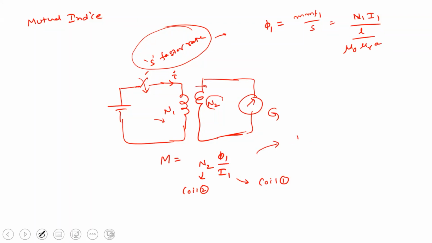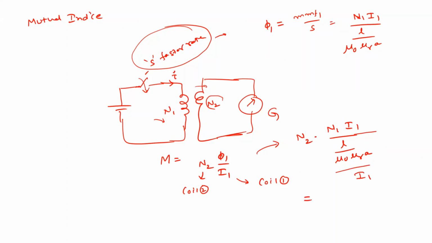So substitute here. This is N2 into phi 1, so N1 I1 by L by mu naught mu R A, all divided by I1. So what is left? I1 and I1 get cancelled, so you are left with N1, N2. What are the extra things you are left with? Mu naught mu R A by L. Agree?